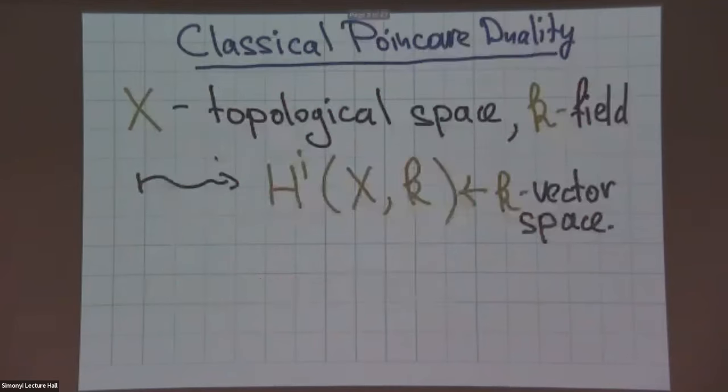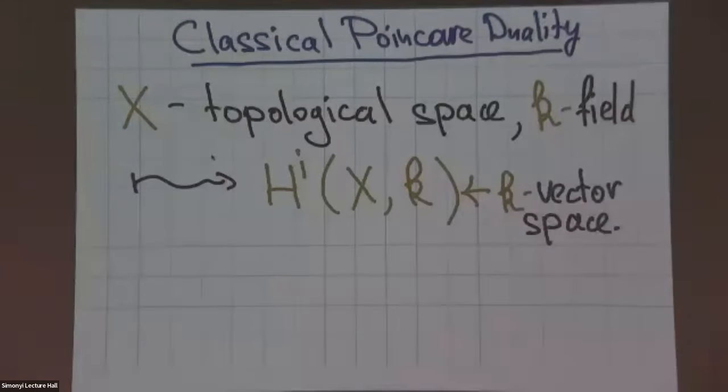Let me start with the classical picture. We have a topological space and we have some field K. To this data, we can associate the usual singular cohomology groups. These are K vector spaces, and they capture, or at least are supposed to capture, the global topological behavior of X. Unless we put some assumptions on X, these groups can be pretty arbitrary.